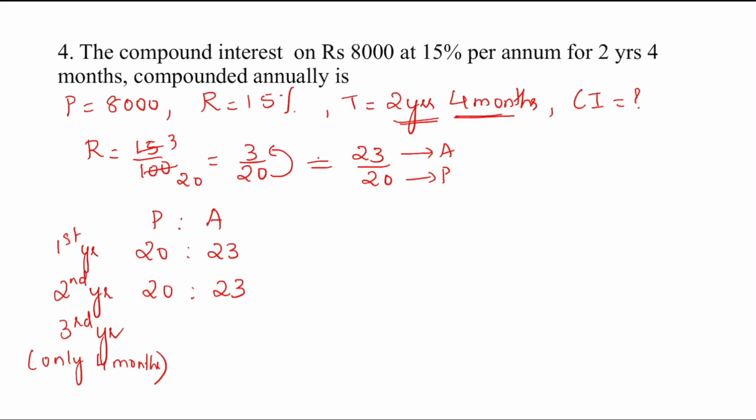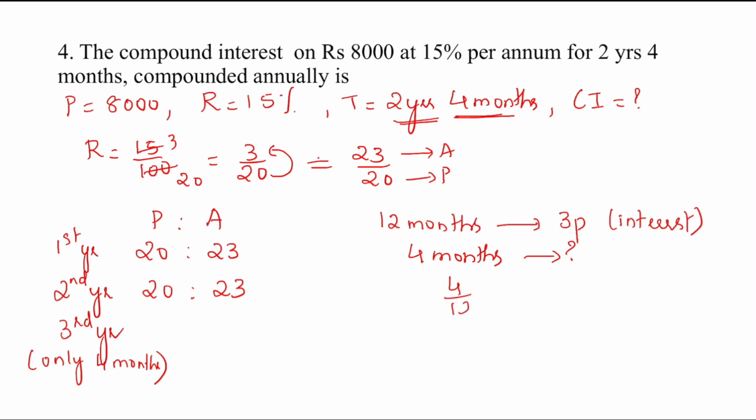Now we know that for 12 months, 3 parts was the interest, because see here 20 is to 23, so the extra 3 is what? It is the rate of interest, isn't it? So if for 12 months it is 3 parts, then for 4 months it will be how much? So it is 4 by 12 into 3. 4 1s are 4, 4 3s are 12, 3 cancel. So it is 1 part.